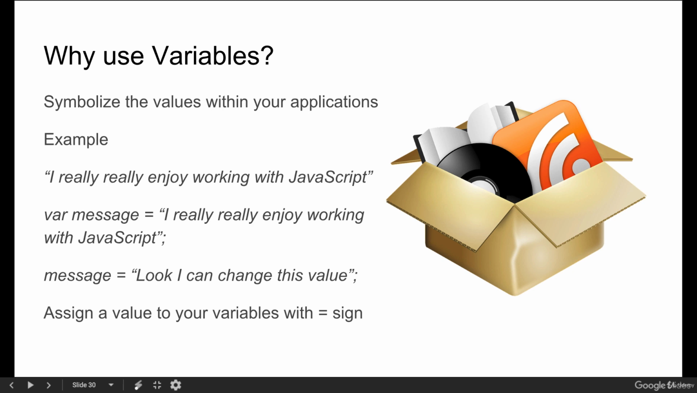So if you're typing out a really long paragraph, like "I really enjoy working with JavaScript," and you want to have that message and maybe even update that message, the best place to put it is within a variable. Then you can reference it just by using the variable message, and you can always get that information back. Variables are assigned values by using the equal sign.